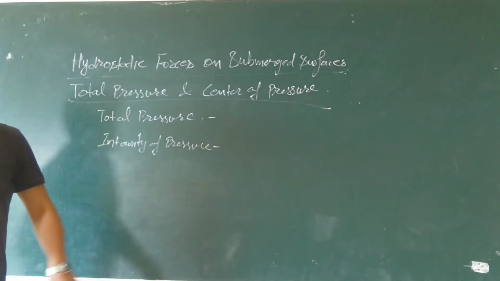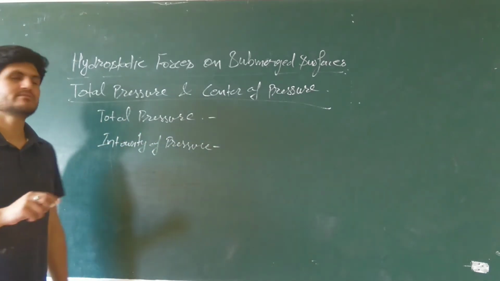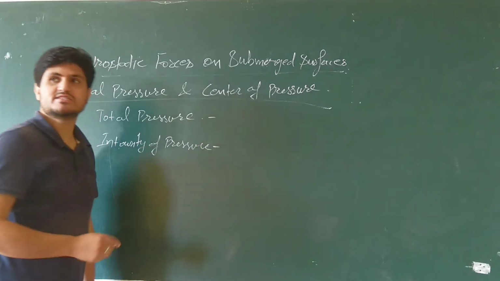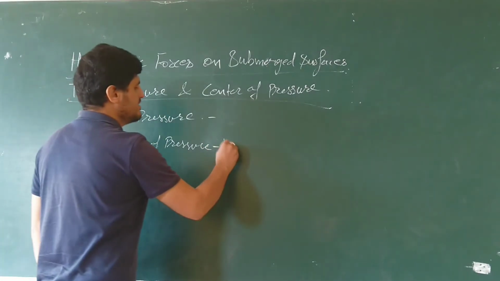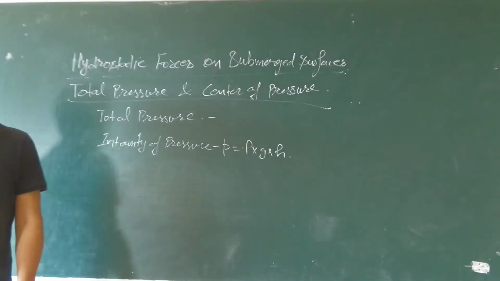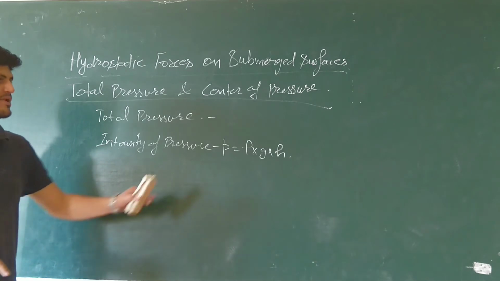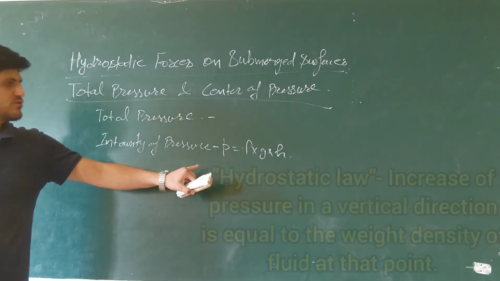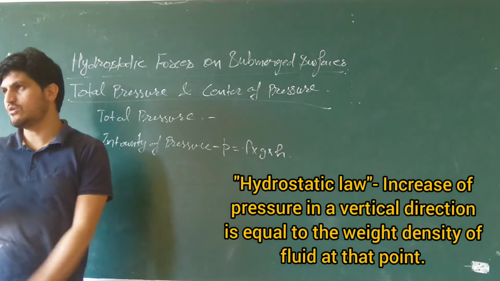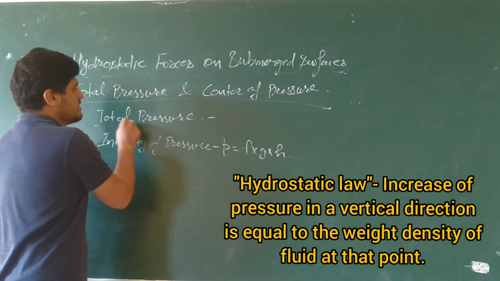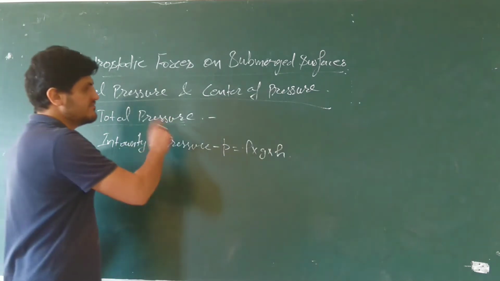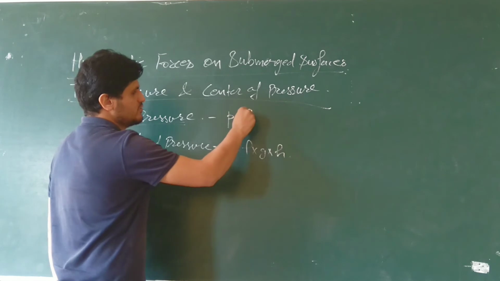Total pressure is the force which is exerted on any surface. What is intensity of pressure? It is given by your hydrostatic law, that is P is equal to rho into g into h. This is called intensity of pressure. If I want to calculate the pressure at any point, then I will calculate using this law, rho g h. This is your hydrostatic law. But if I want to calculate the total pressure, then it will be equal to pressure into area.